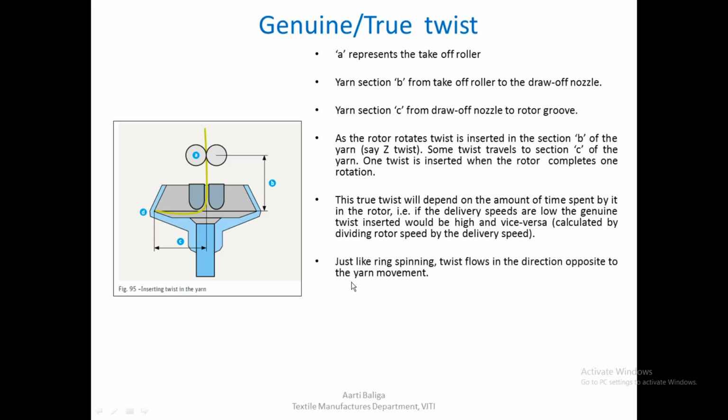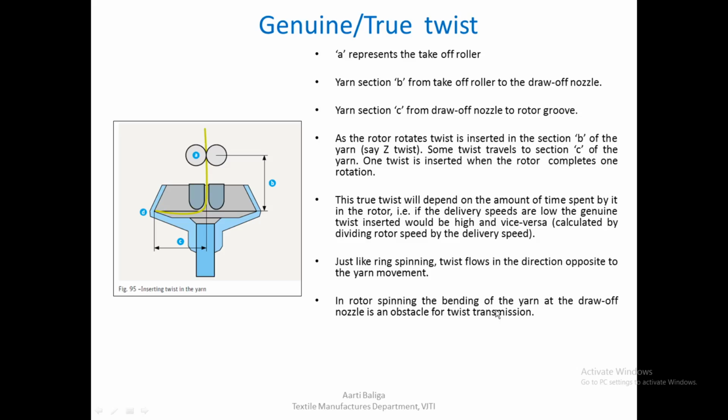So you come to the twist flow. Let us compare it with the twist flow that happens in ring spinning. Just like ring spinning, twist flow is happening in the direction opposite to the yarn movement. The yarn is moving in the upward direction, whereas the twist is flowing against the movement of the yarn, downwards, and trying to enter the rotor groove here.